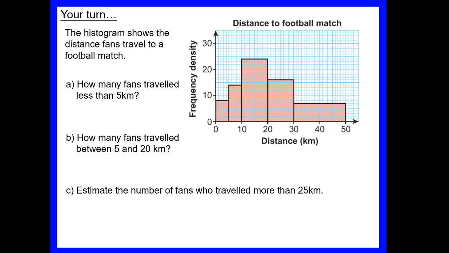All right, so the first one then, how many fans travelled less than 5 kilometres? So that's this bar here. So we're going to find the area of the bar. 5 times 8 means that one's 40 fans.